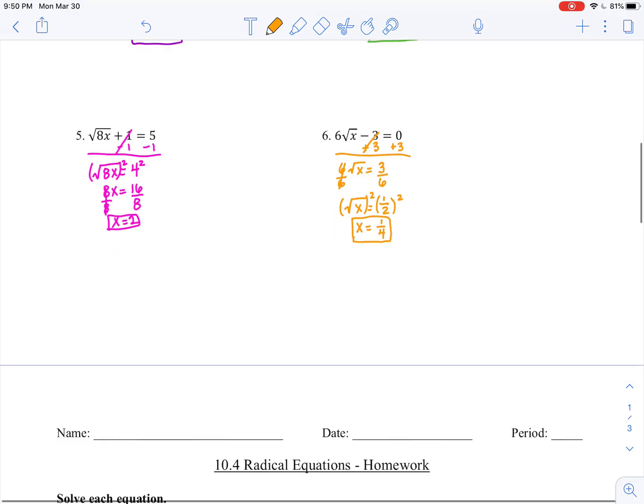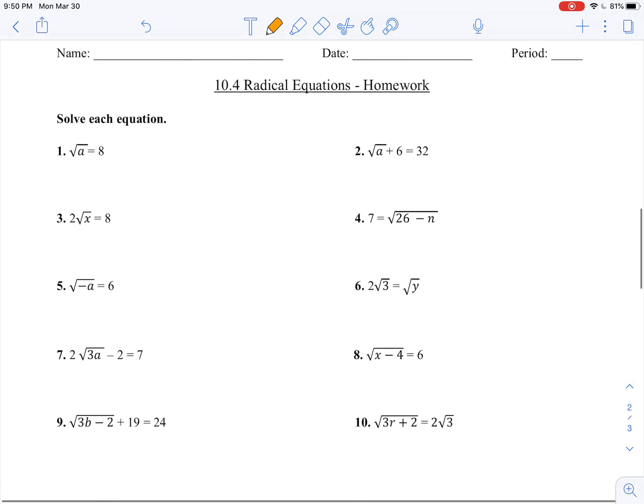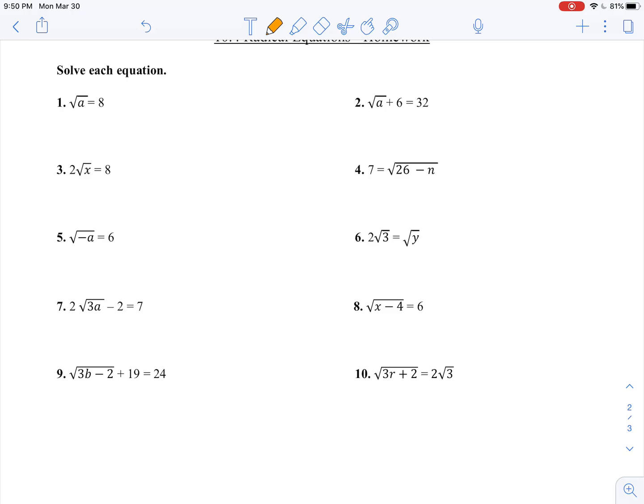Please make sure that you complete tonight's homework, which is attached. Make sure that you show your work in order to get full credit.